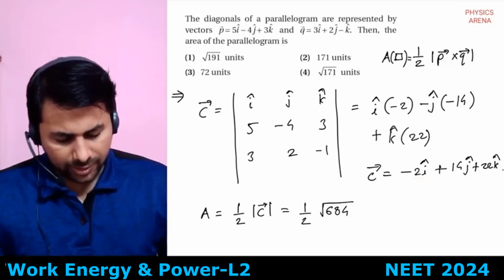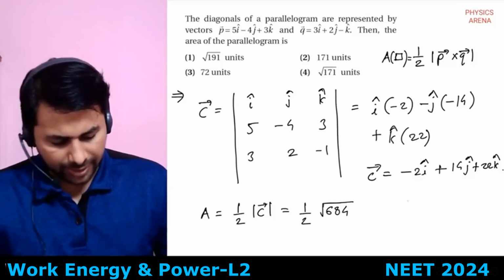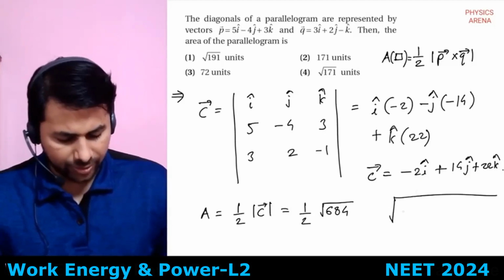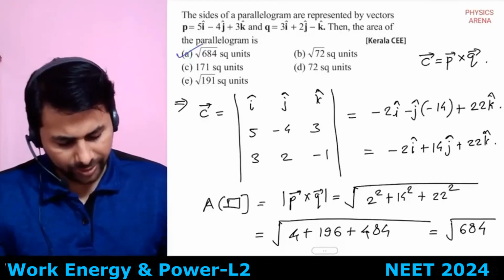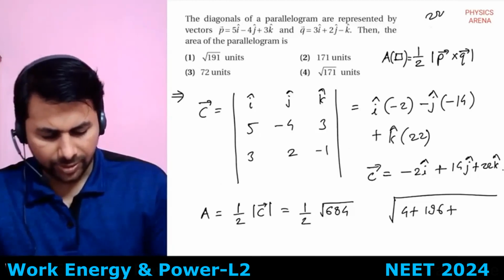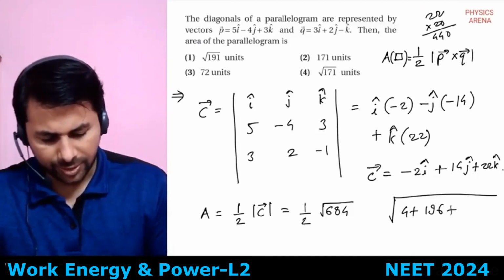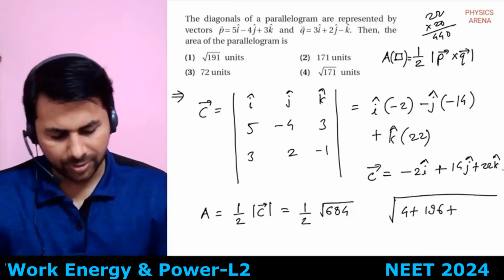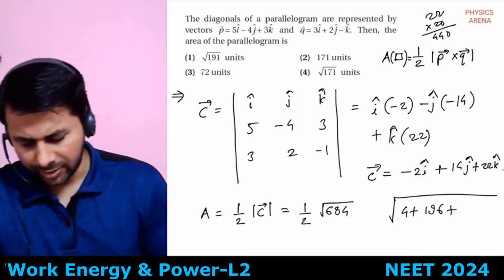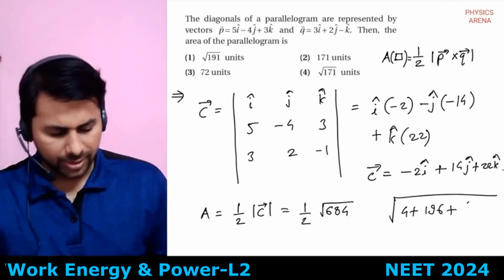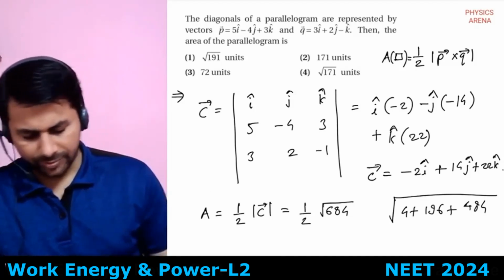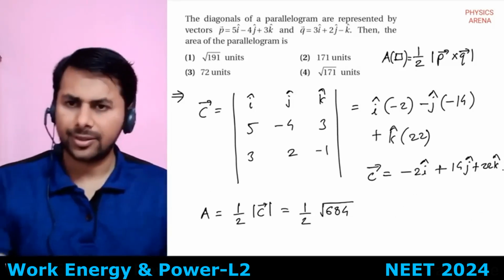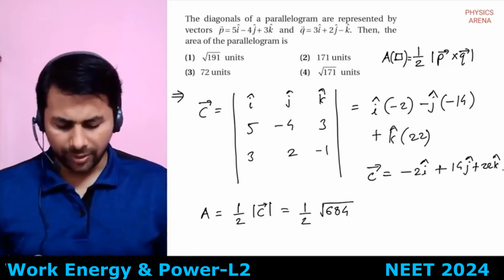So let's check its magnitude. So magnitude will be 2 square is 4, 14 square is 196, and 22 square is 484, right? 22 times 20 is 440, plus you have 22 times 2, that is 44. So that is also correct. No problem. And this is 684. So our calculation is correct. So options are wrong.